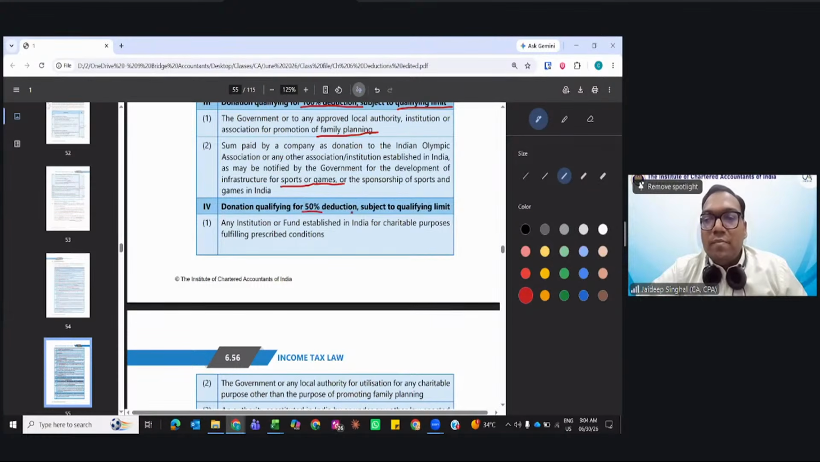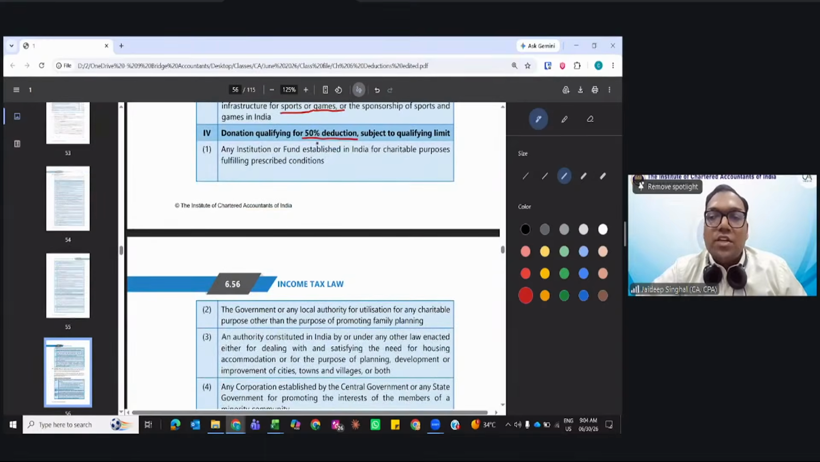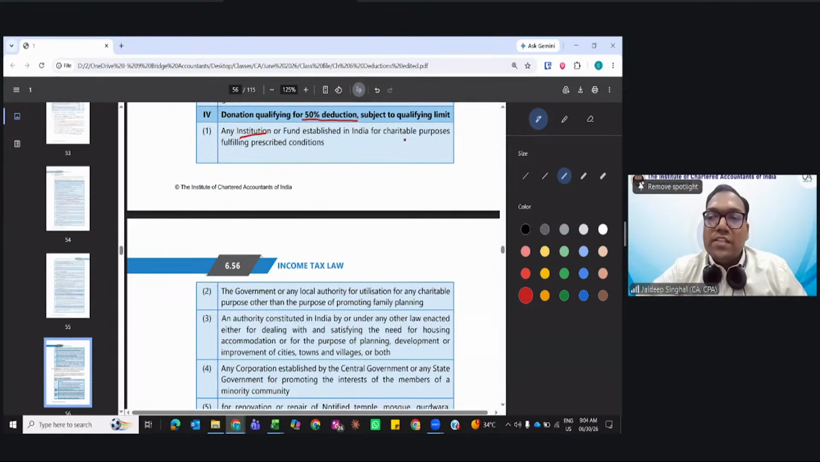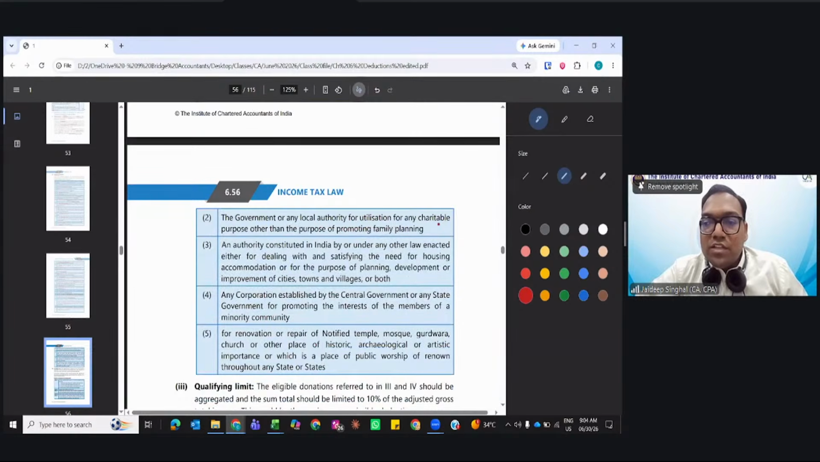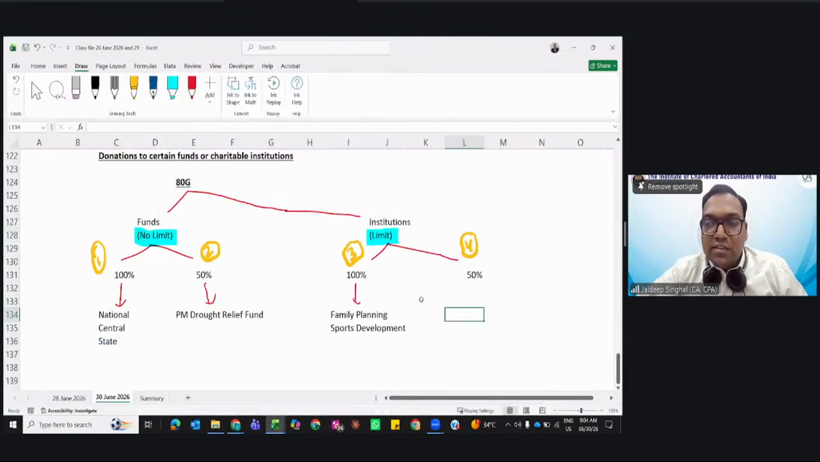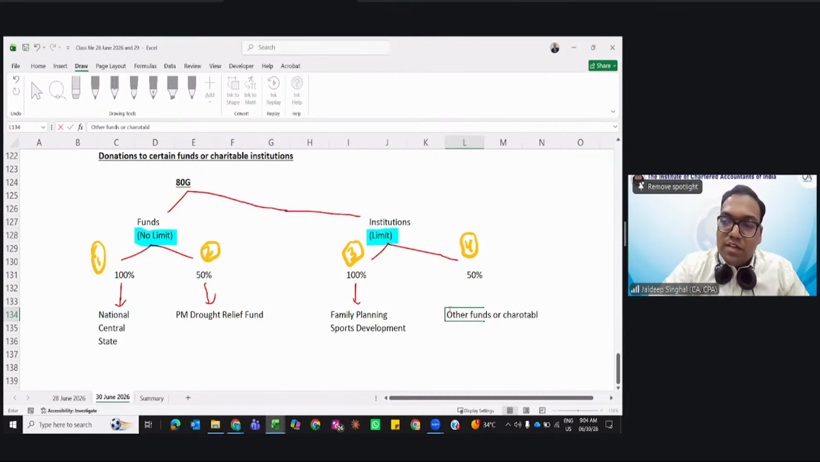Donations qualifying for 50% deduction. Any other donation, any institution or fund established in India for charitable purpose, government or any other local authority for utilization for charitable purpose, other than promotion of family planning, because that is covered in 100%. Any authority for housing accommodation, any corporation, any renovation, repair, any other fund for charitable purpose or anything else. Other funds or charitable institutions are covered here.